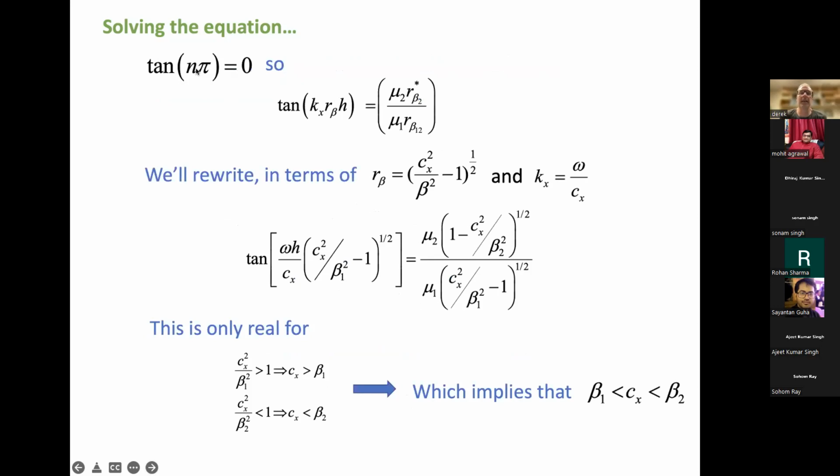And we can note that the tangent of n pi equals 0. So our equation simplifies to be this here. Now we can rewrite this in terms of r sub beta equals the square root of c sub x squared over beta squared minus 1, and k sub x equals omega over c sub x. And that gives us this equation here. And this is only going to be real for c sub x which is less than the shear velocity in the bottom layer, and more than the shear velocity in the top layer.